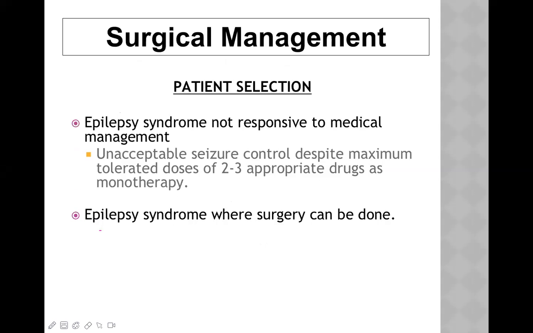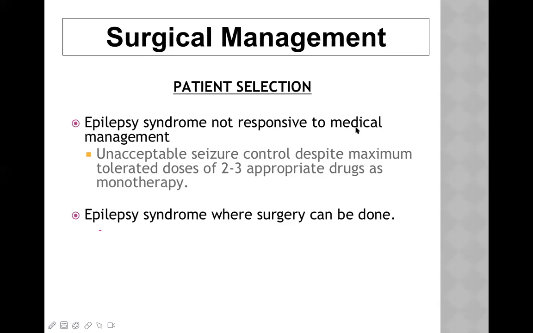Now, another important part of the management is surgical management. So what type of surgical therapy are there for the patient? Now see here. First of all, we should select the patient, which patients are appropriate for surgical management, or for which type of patient we should go for surgical management. This is the important point. Now to answer this, we should have certain indications. Now see here, epilepsy syndromes which are not responsive to medical management.